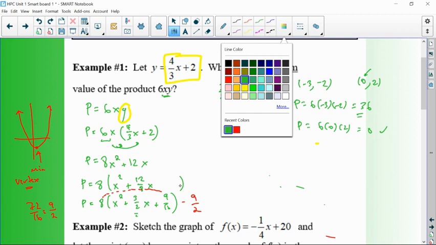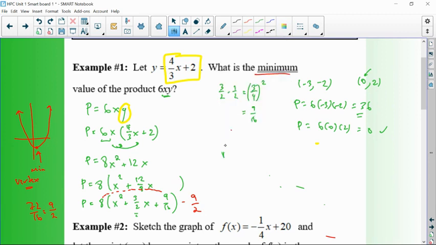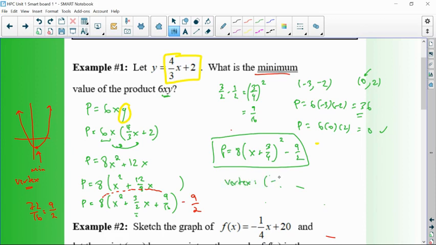Now we can rewrite this in factored form. So we have our product is equal to 8 times x plus 3/4 squared, because remember 3/4 plus 3/4 was that 3/2. 3/4 times 3/4 is 9/16, minus 9/2. So this is our vertex form. Now, here's our vertex. It's negative 3/4, comma, negative 9/2.